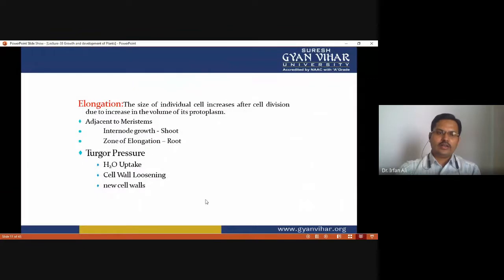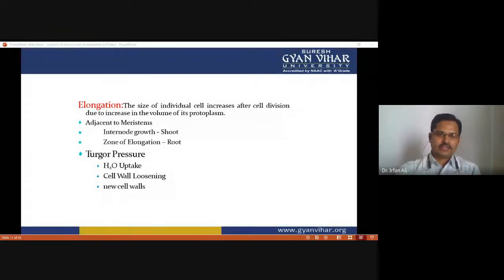Now, during plant growth and development, there are various processes that occur. The first process is elongation. Elongation means the size of individual cells increases after cell division, due to an increase in the volume of the protoplasm. This is called elongation, and it occurs adjacent to the meristem.